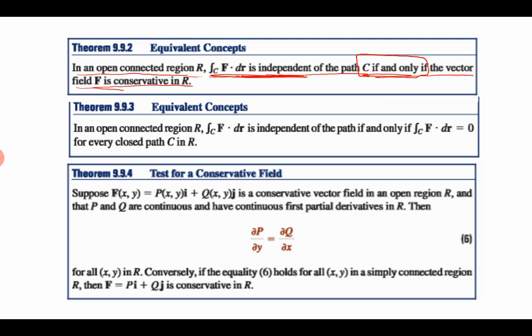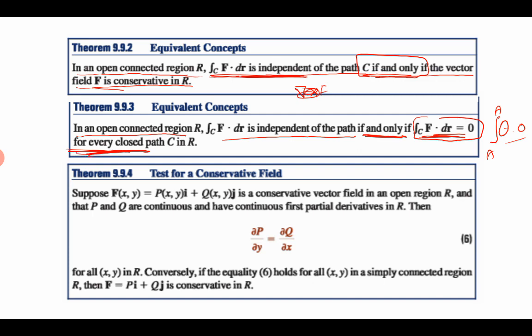Second equivalent concept. In an open connected region R, the integration is path independent if and only if the integral over a closed path of F dot dr is 0. Because if it is independent, then it is conservative, then del cross del phi is 0. For a closed path, A and B will be the same, upper and lower limit will be the same, therefore the integration will be 0. Integration from a point to the same point will always be 0, whatever the function is, isn't it? That is because it is a closed path.